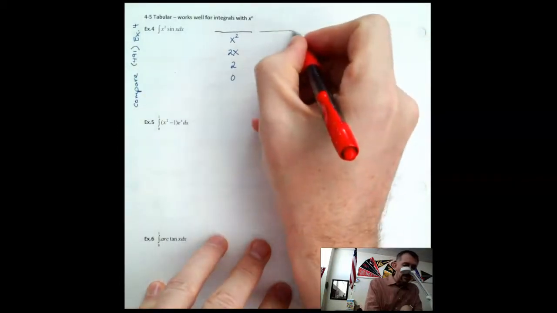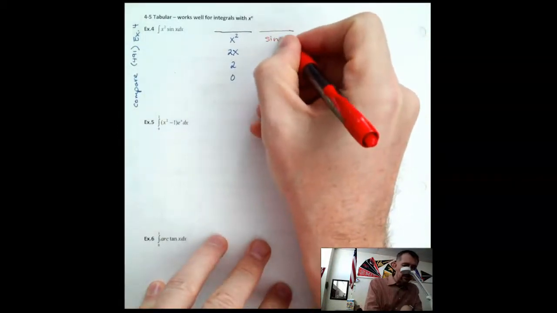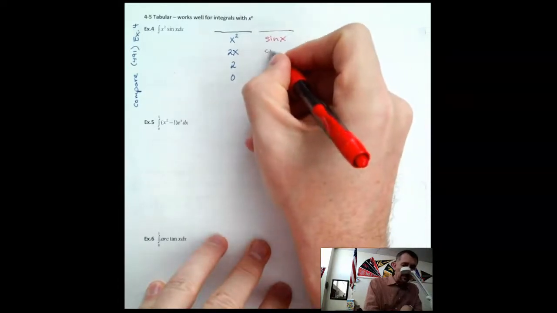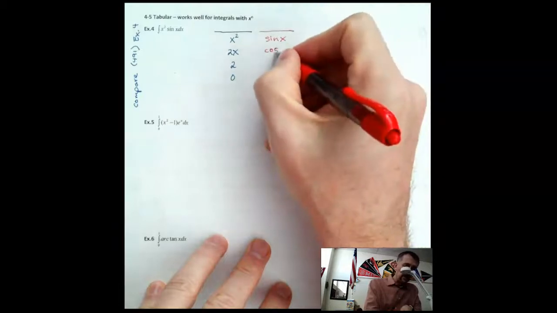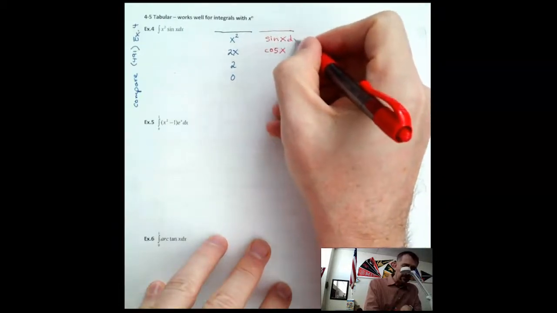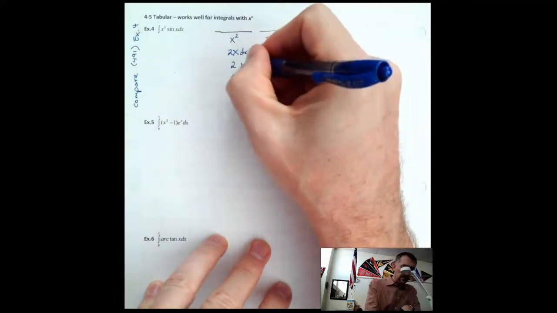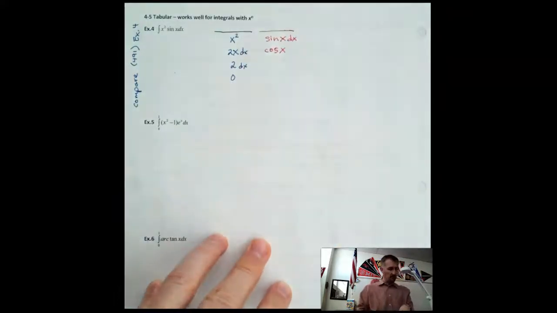And then on this side, we would put the sine of x, and then we would take the derivative of that. Oh wait, we're integrating, actually. We're integrating on this side. So I guess I could put my dx there. I could put my dx here and here. Okay.